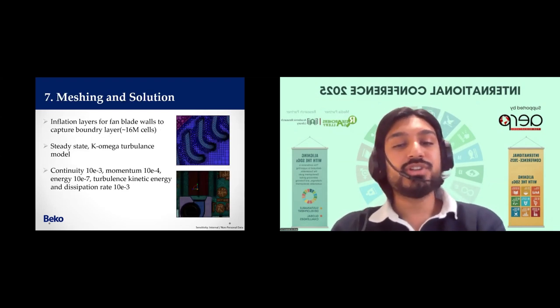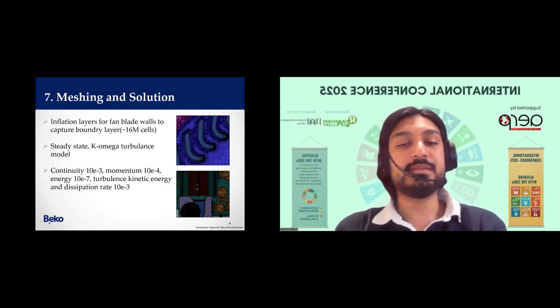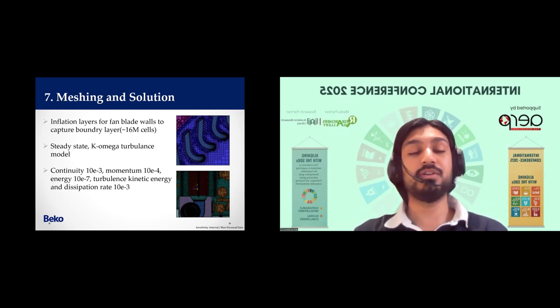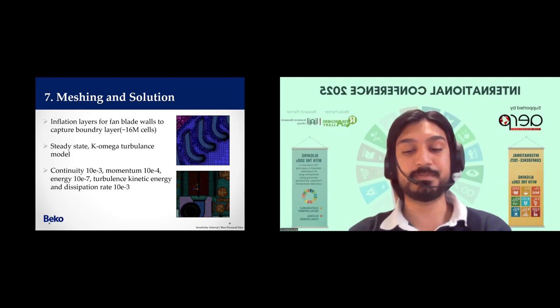For meshing, we generated a high-quality mesh of about 16 million cells, including the inflation layers around the fan blades to resolve the boundary layer accurately. The simulation used a steady-state k-omega turbulence model, and for convergence, we were able to achieve the following values for the continuity, momentum, energy, and turbulence kinetic energy residuals. These settings ensured numerical stability and physical accuracy in predicting the airflow and the temperature fields.